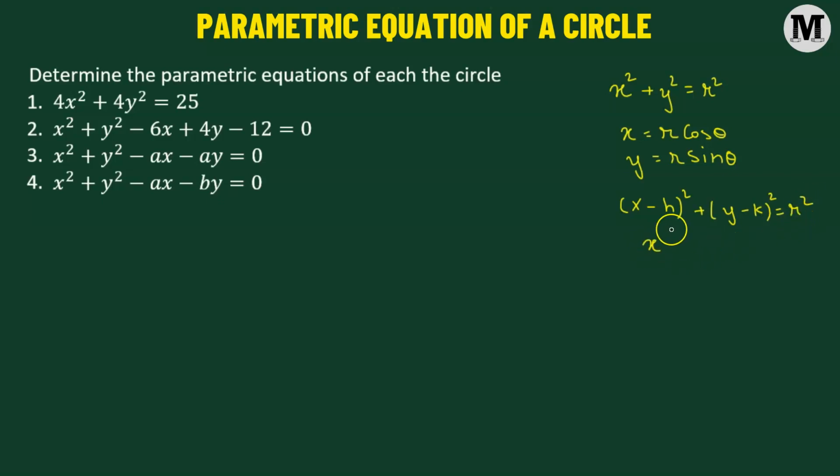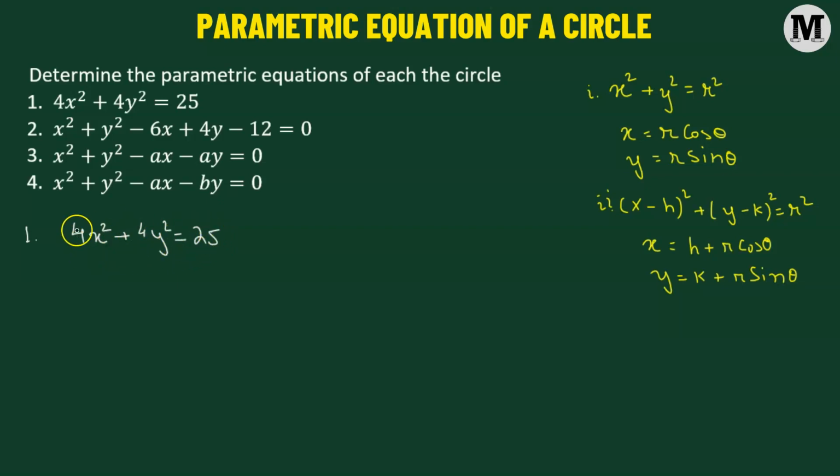Then we can parameterize a point lying on the circle with x equals h plus r cosine theta, and y will be equal to k plus r sine theta. Fine. So here we have these two equations. We'll be using this to parameterize the given four equations. So let's begin with number 1. So here we have the first equation, 4x squared plus 4y squared equals 25.